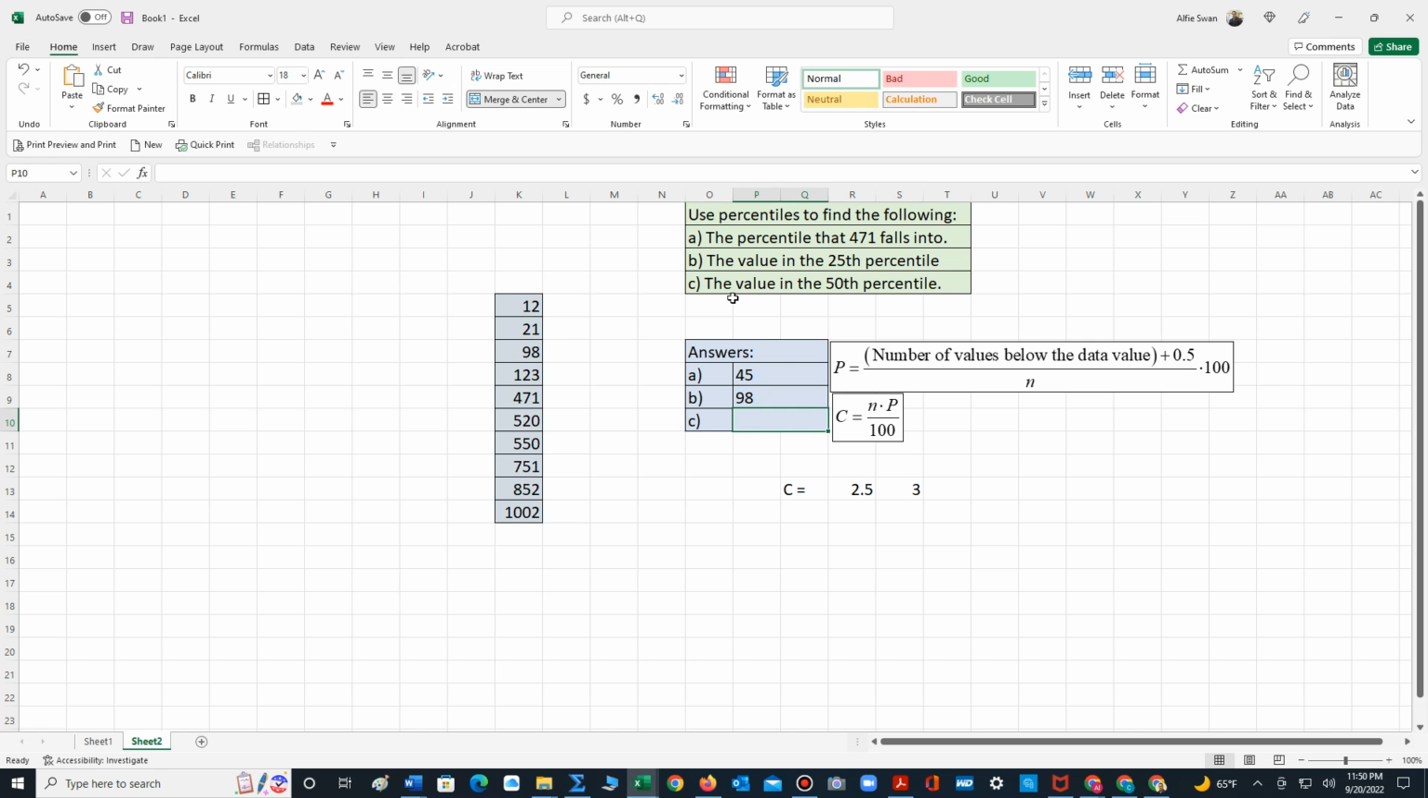Part C is asking for the data value in the 50th percentile. So once again, we apply this formula. We type it in, we have N is 10 times 50 divided by 100. When we calculate C in this case, C is a whole number, 5. So when C is a whole number, we have to find the midpoint of the value in the 5th and 6th locations. So we count 1, 2, 3, 4, 5.